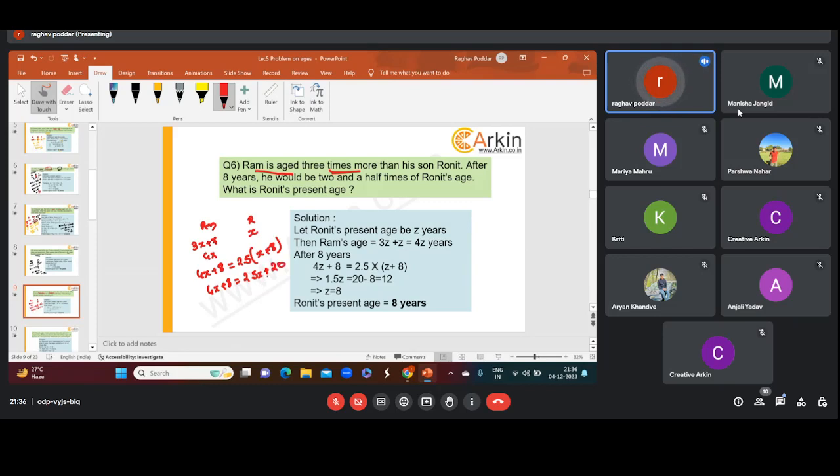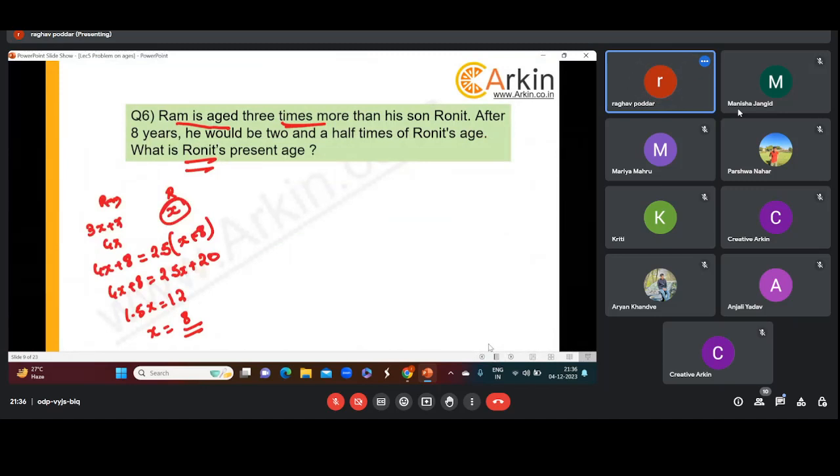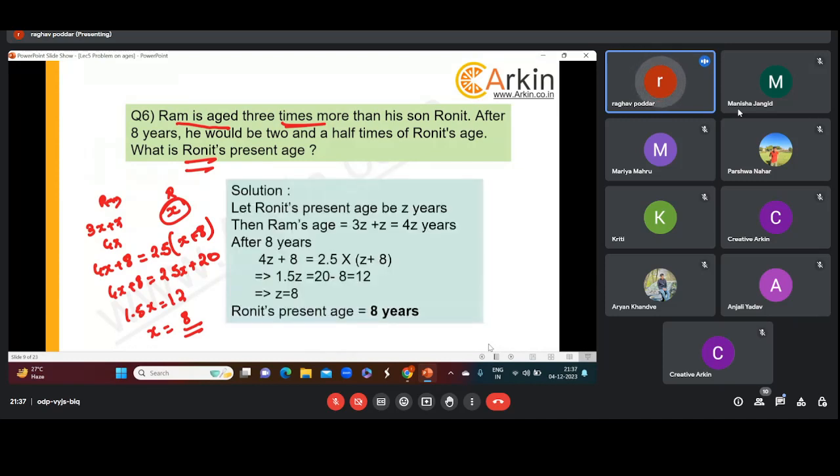So I bring this side and 2.5x this side. So 1.5x is equal to 12. So the value of x is equal to what? 8. I was asked Ronak's present age. Ronak's present age I have assumed as x, so it would be 8 years. Clear, everyone? How did I do this? Anyone has any doubt? Super. Let's move on to the next question.